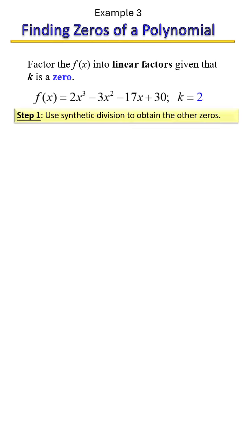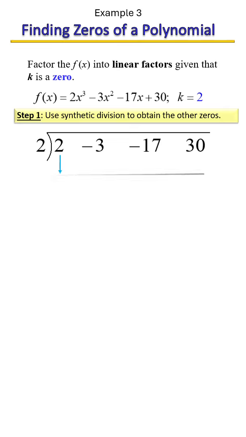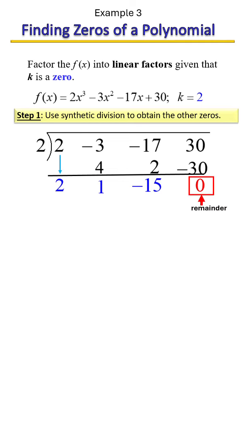So we're going to put a 2 on the outside and we're going to put our coefficients underneath. We're not missing any degrees, so let's go ahead and start the process. Bring down the 2, multiply that with 2 to get 4. Bring down the 1, multiply that with 2 to get 2. Bring down negative 15, multiply that with 2 to get negative 30. Bring down a 0. And as I said before, we already knew it was going to be a 0 because they told us it was a 0.